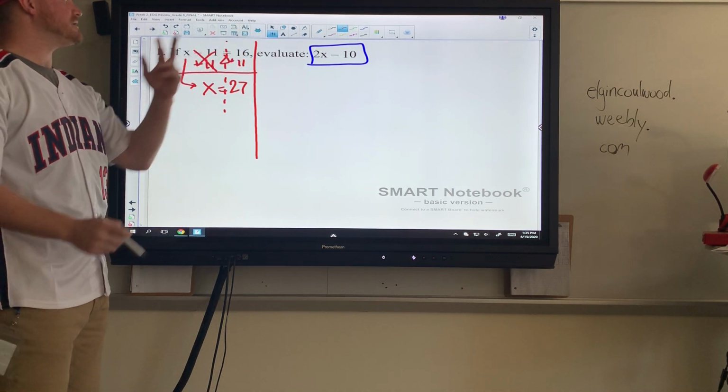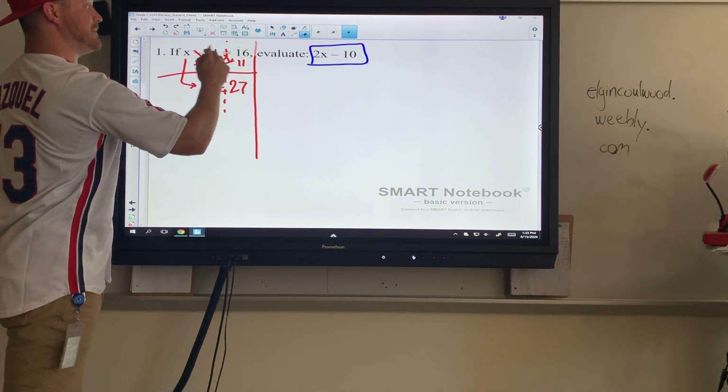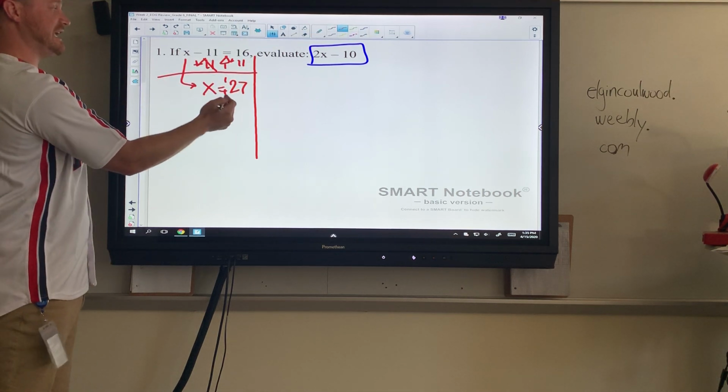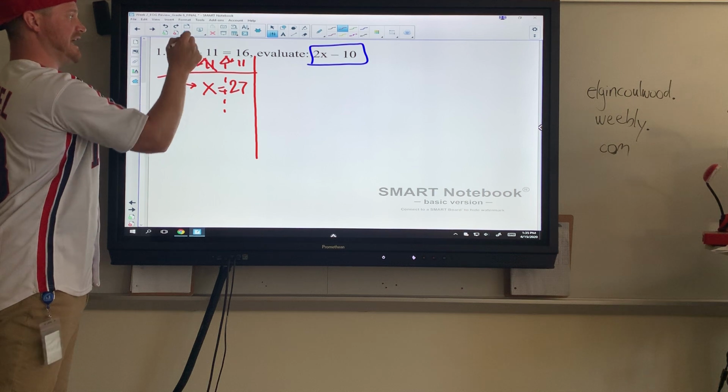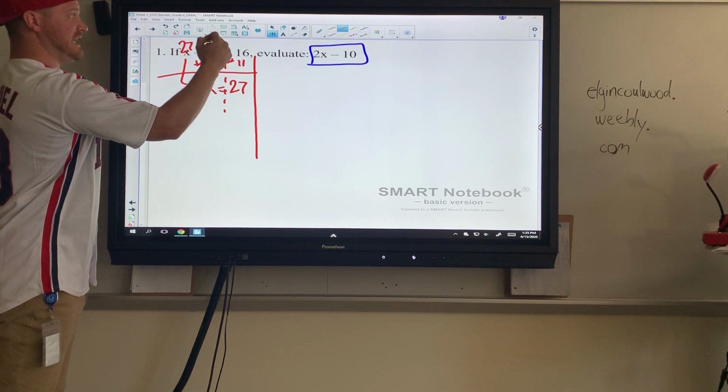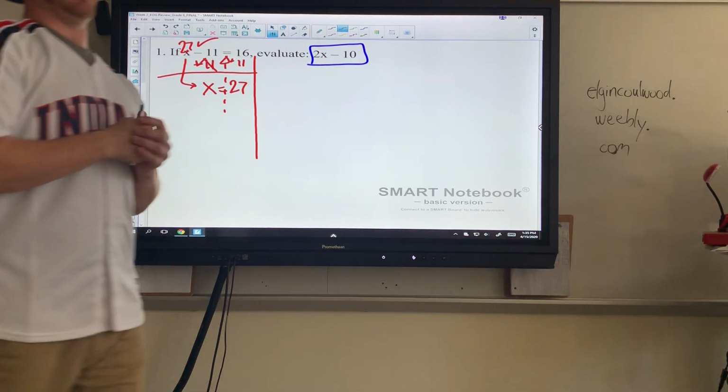Now, for my all-stars out there, they're going to take the time to actually check the work. Plug in 27 for x. Is 27 minus 11 16? Absolutely. We know that x is going to be 27.